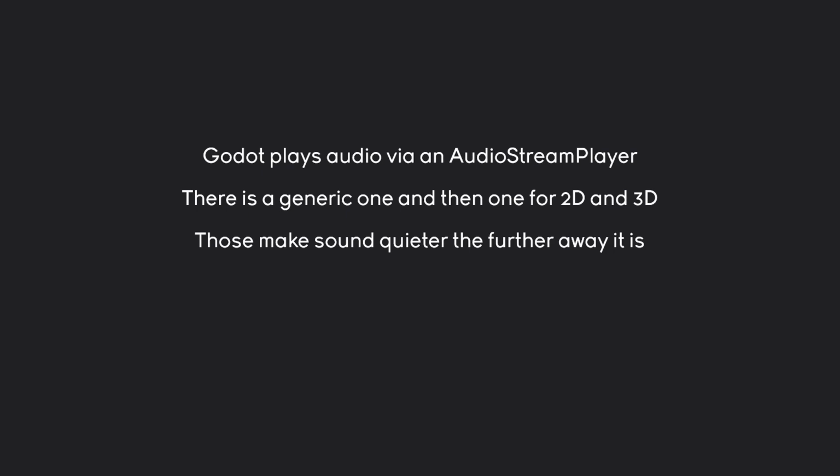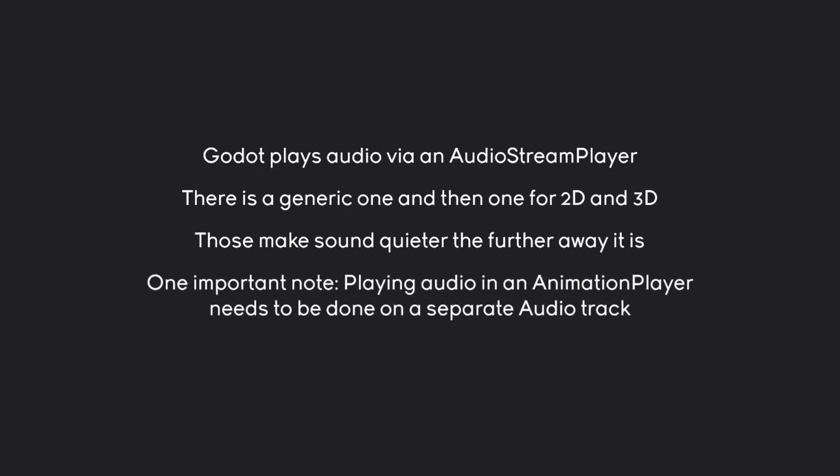There's one more thing that is important to note, and that is when you want to play audio in an animation player. For example, in our case, we're going to play an explosion sound in the explosion animation. To do that, you have to create a separate audio track. Otherwise, you are not going to hear any audio. I'm not quite sure why that is the case, but it's quite easy to implement. Let's do all of that in practice.